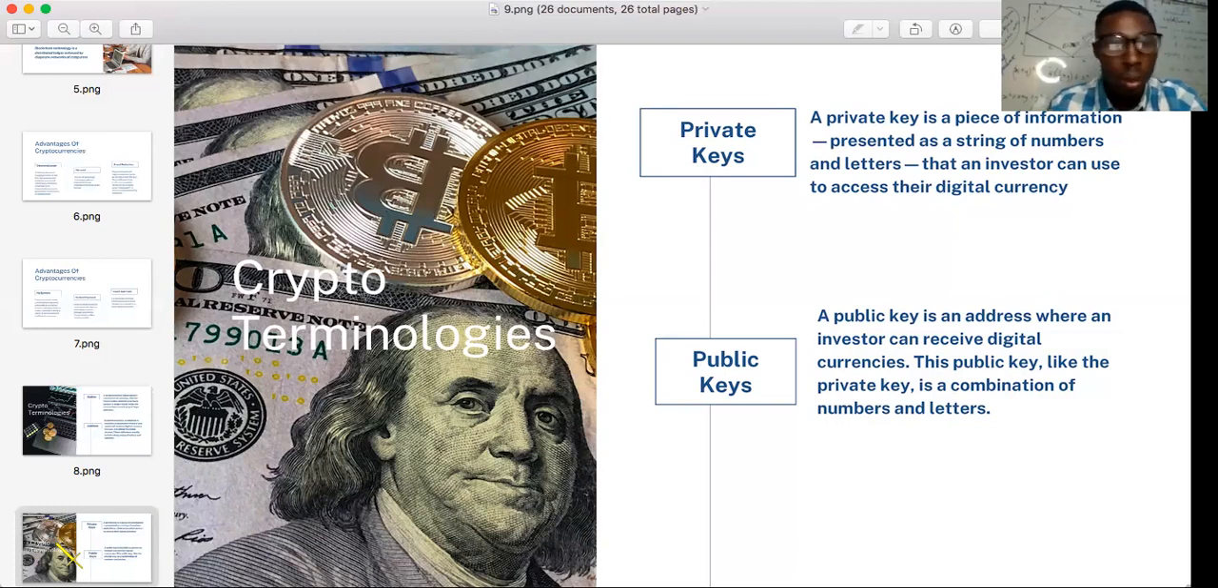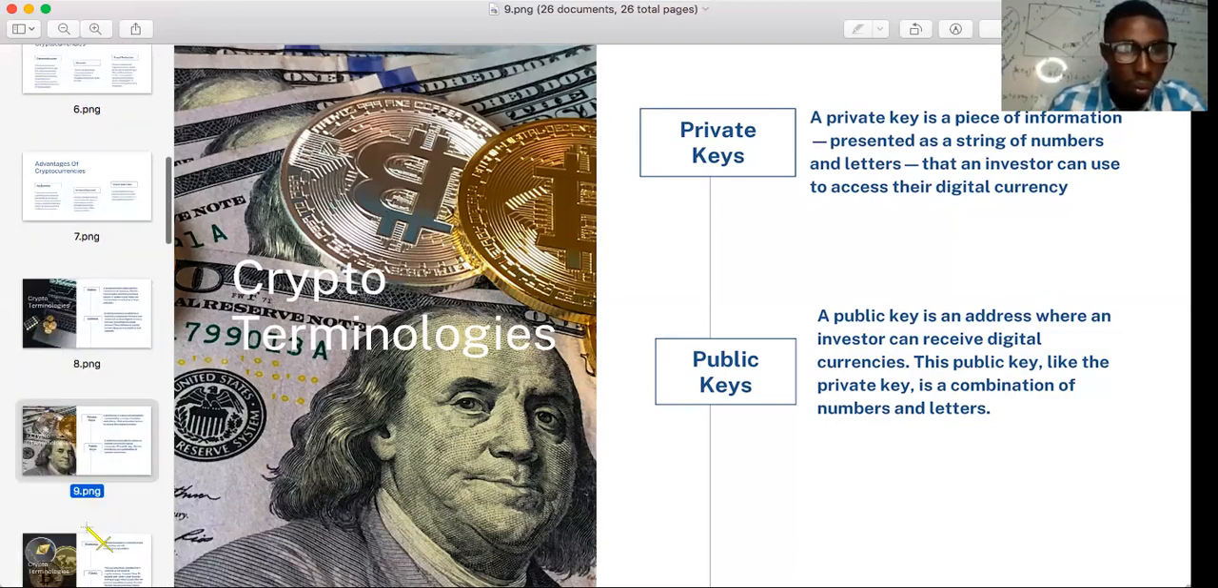So that is it. Let's go over to the next terminology.